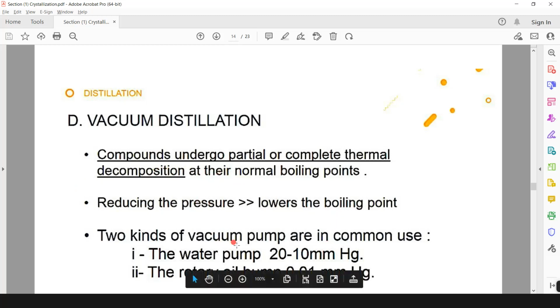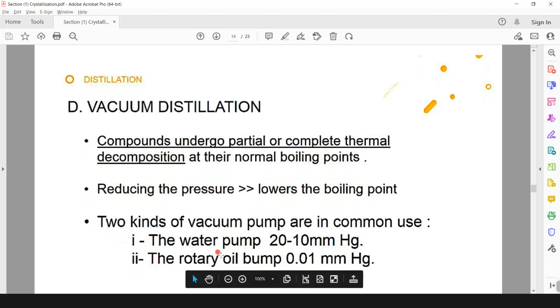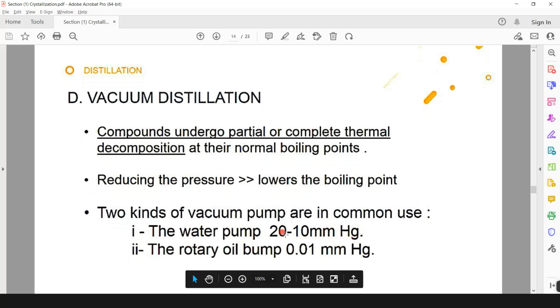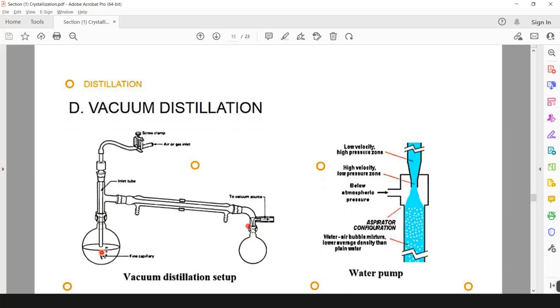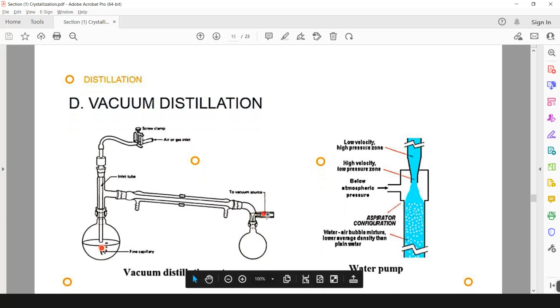There are two types of vacuum: water pump vacuum or rotary oil pump vacuum. You should not study this. This is not for studying, only for reading. You should only know that we put a vacuum, and this vacuum will be used for thermolabile material that is miscible with water. Here is the vacuum. You should know that this part of the diagram is the extra part. It is the part of the vacuum that will take the air and decrease the atmospheric or external pressure.